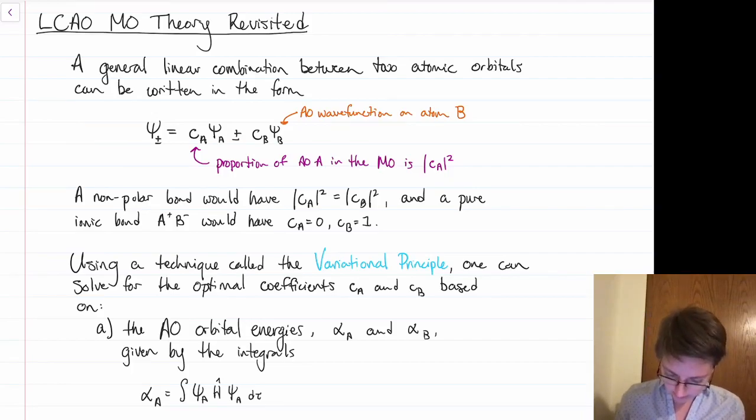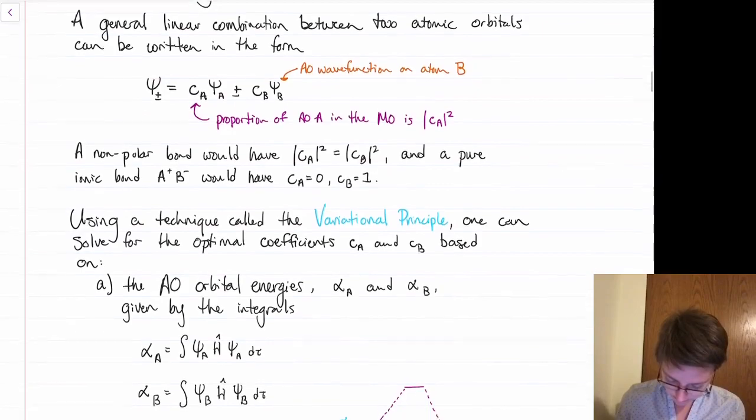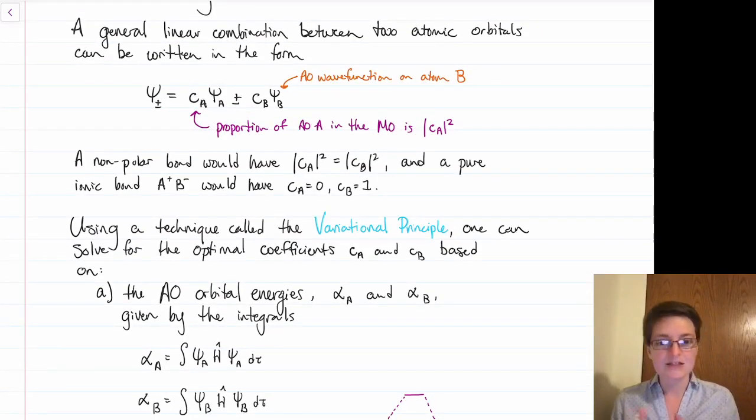Now, a nonpolar bond, remember, has these two coefficients equal, and in the opposite extreme, if we were in a situation where we had a purely ionic bond, in that case, A plus B minus would have the coefficient on A be 0 because the electron is spending none of its time on the cation, and C_B equals 1 because the electron is spending all of its time on the anion.